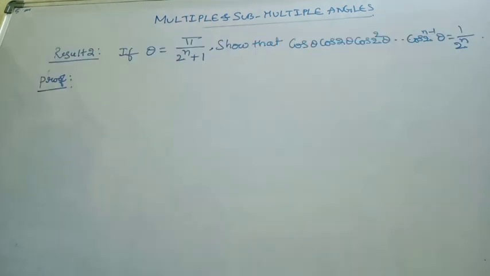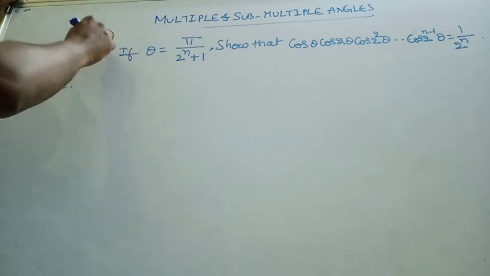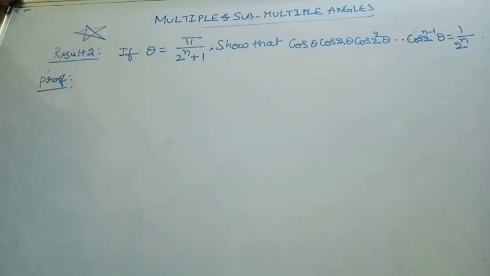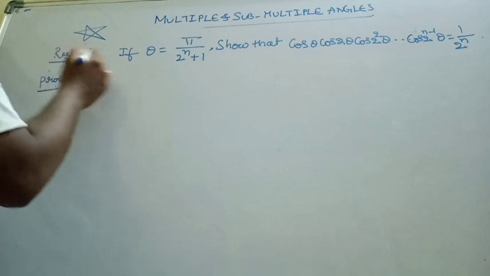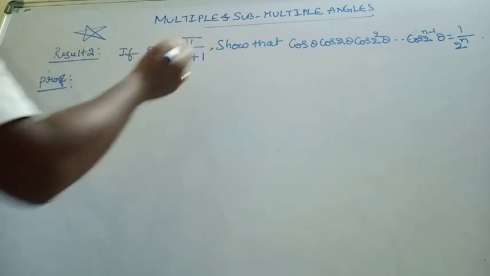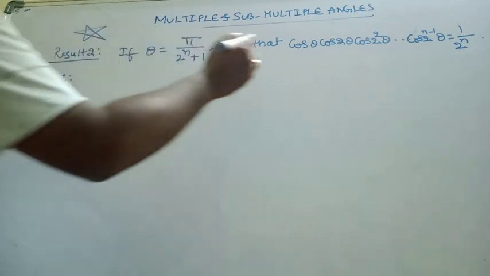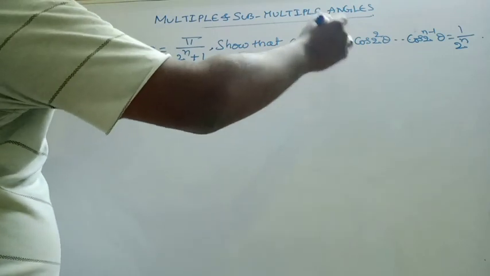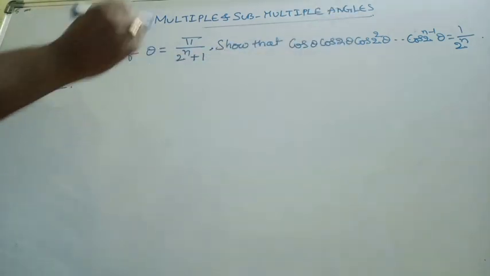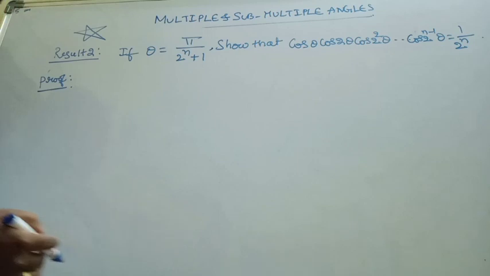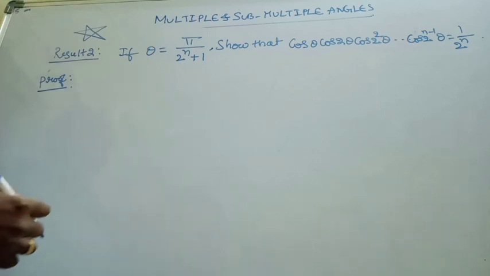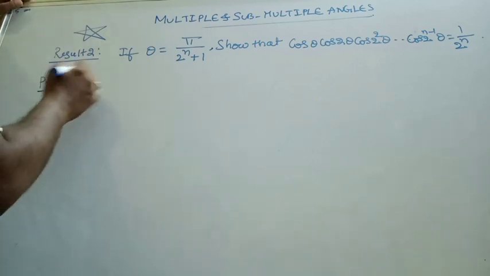Now see, my dear students, we have the second result. It is also very important, a star marked result like this. If theta is equal to π by 2^(n+1), show that cos theta into cos 2 theta into cos 2² theta up to cos 2^(n-1) theta is equal to 1 by 2^n. This is what we require to prove. How will we do the proof?